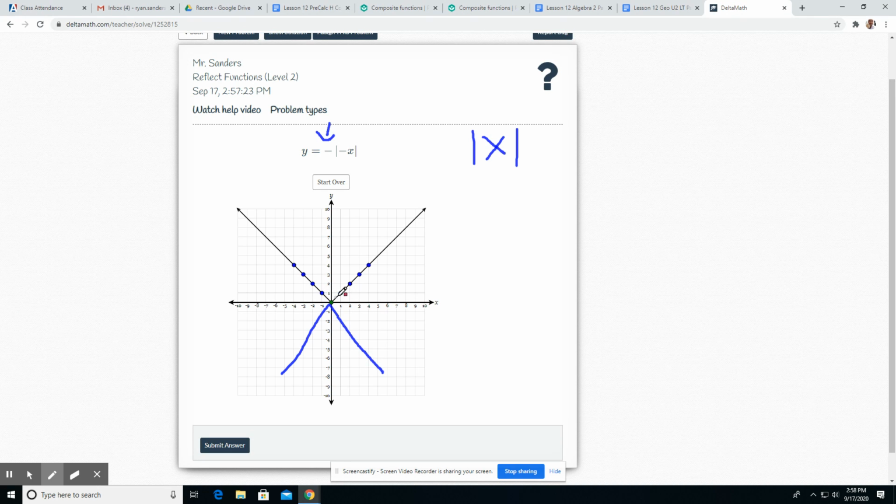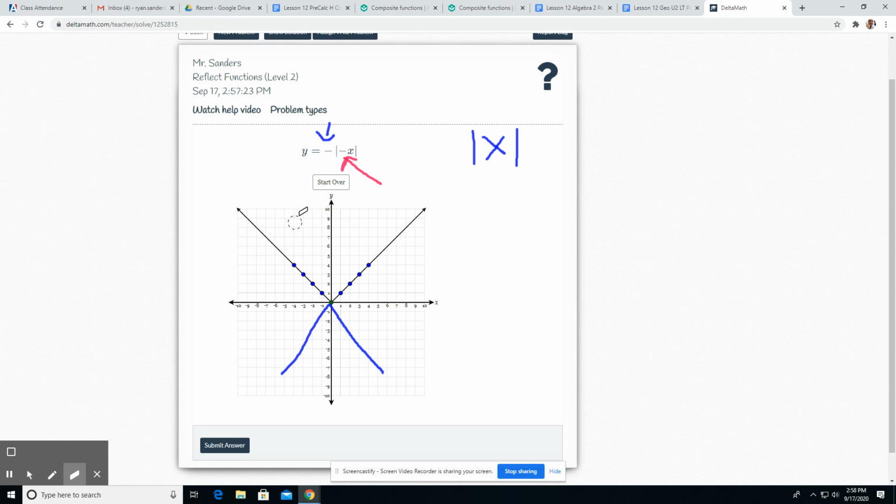So everything is kind of the same on both sides. So a negative inside of here would reflect it over the y-axis usually. But in this case, since it's symmetrical along the y-axis, we don't see any change at all.